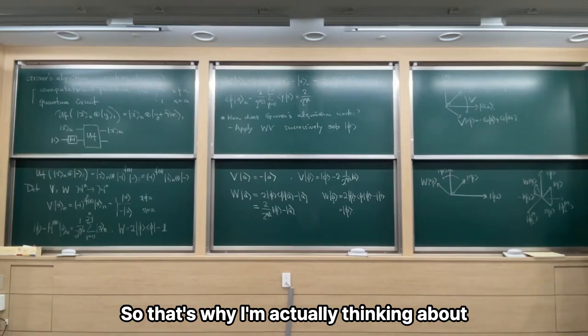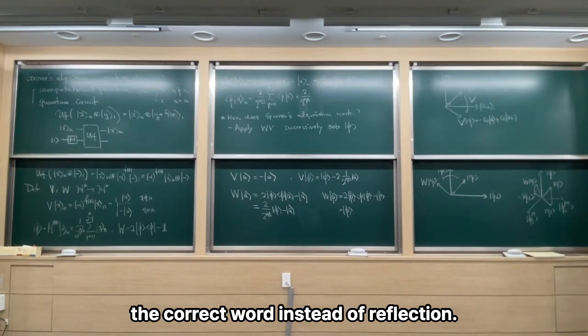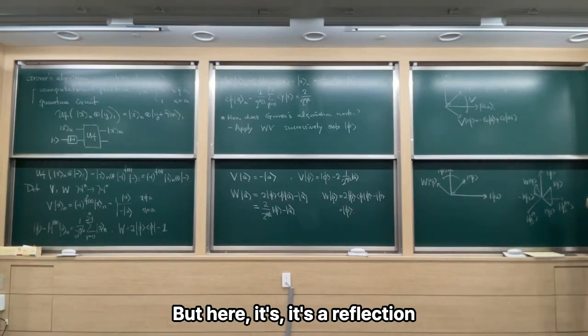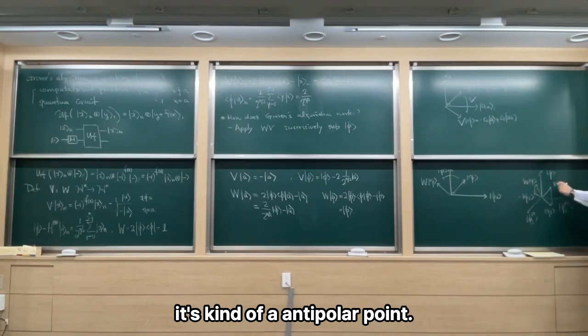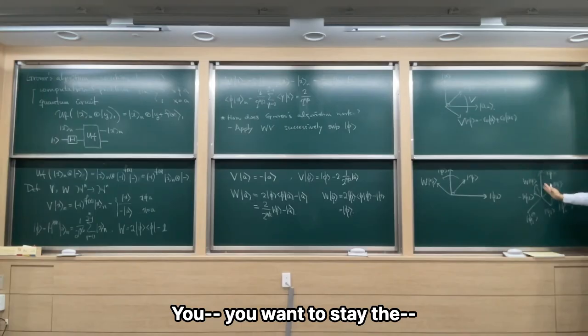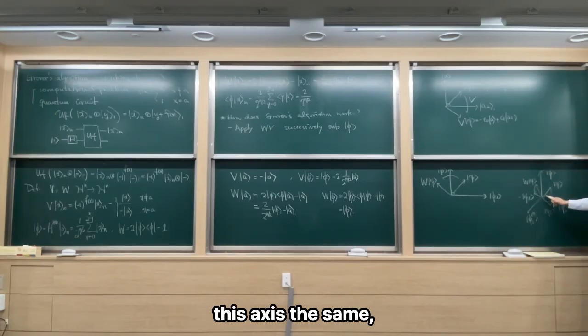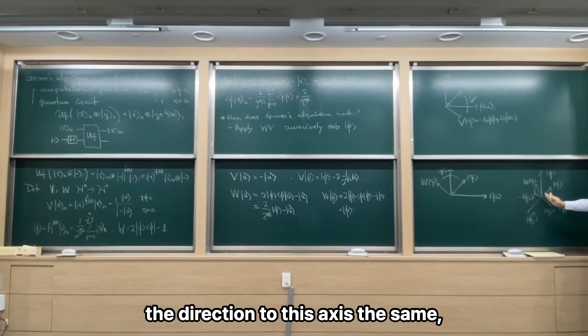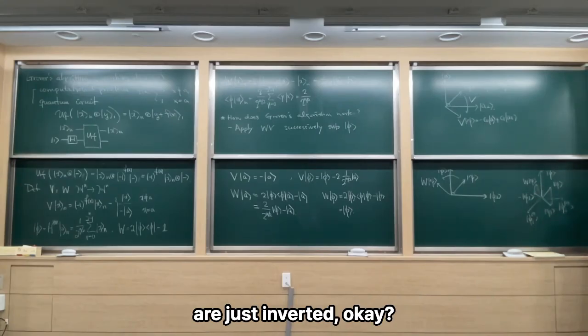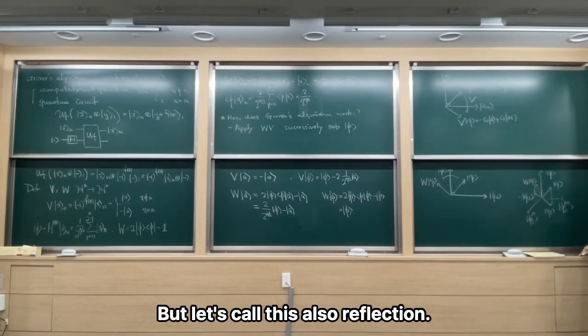Okay, so that's why I'm actually thinking about the correct word instead of reflection. So in this case, it's actually reflecting across the hypersurface. But here, it's a reflection, but how do I say? It's kind of an antipodal point. You're mapping into an antipodal point, right? You want to stay on this axis the same, the direction of this axis the same, but all the other directions are just inverted. Okay, but let's call this also a reflection.